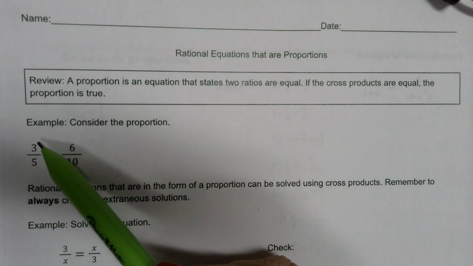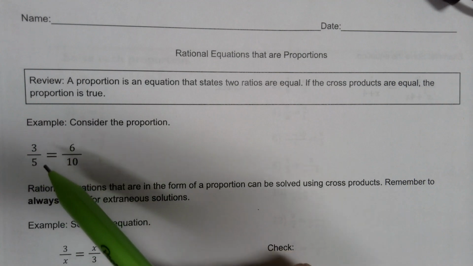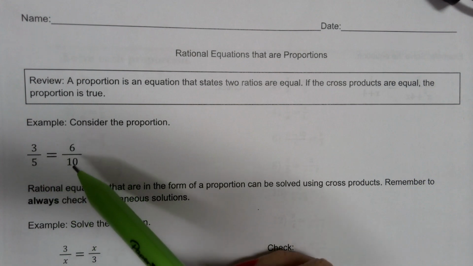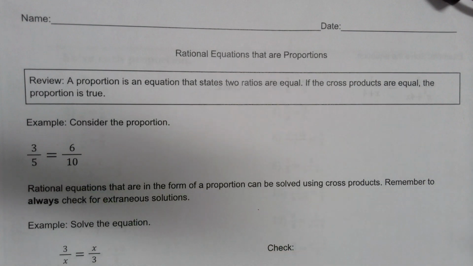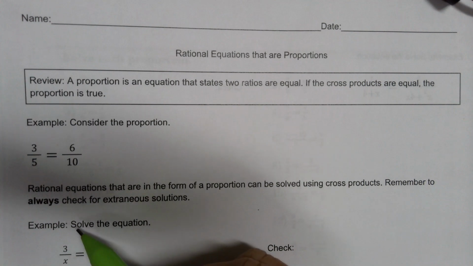Our first ratio is 3 out of 5. Our second ratio is 6 out of 10. If we multiplied top and bottom both by 2, we would get the 6 out of 10, so we know that that's true. But another way to check this is that we can do the cross products.